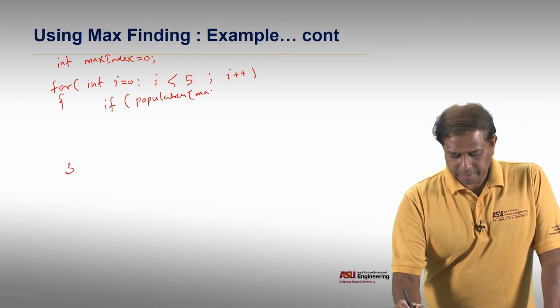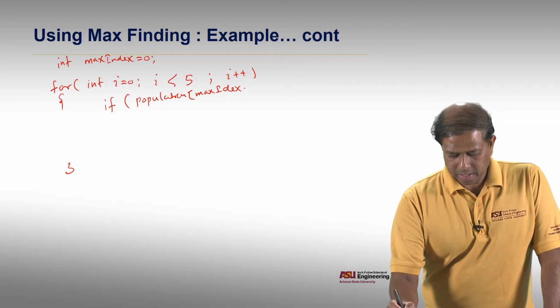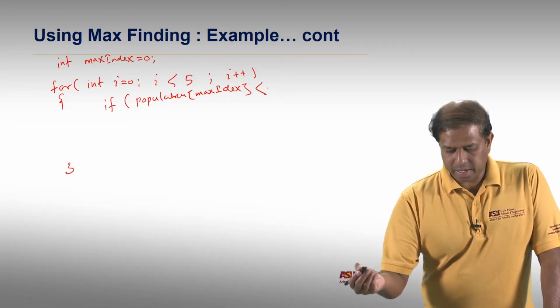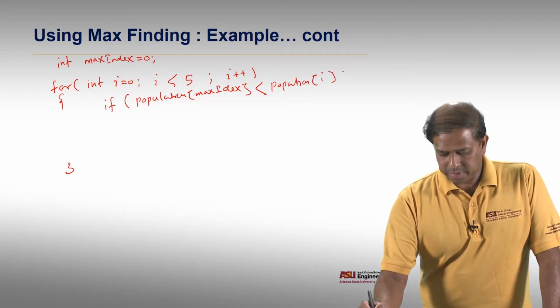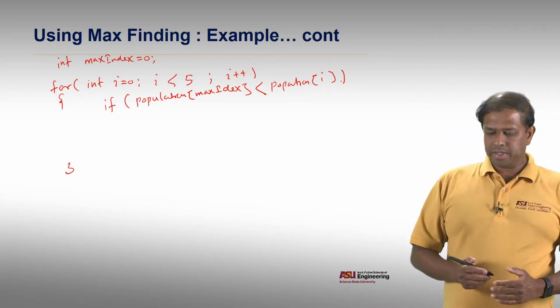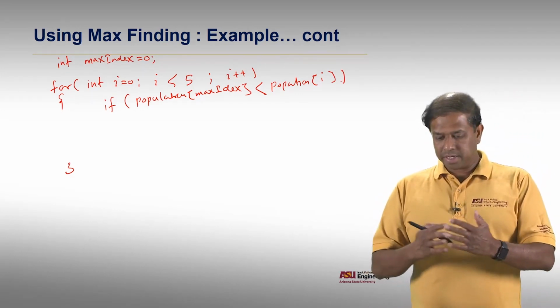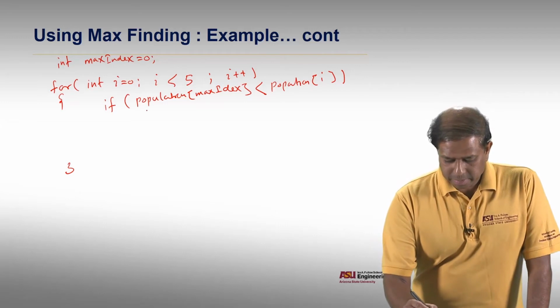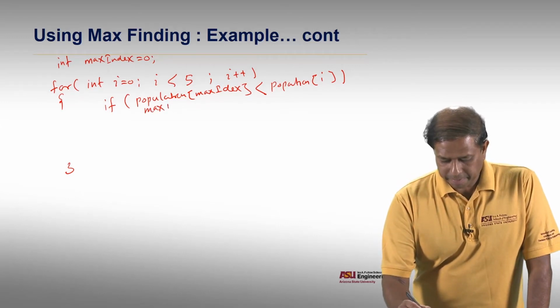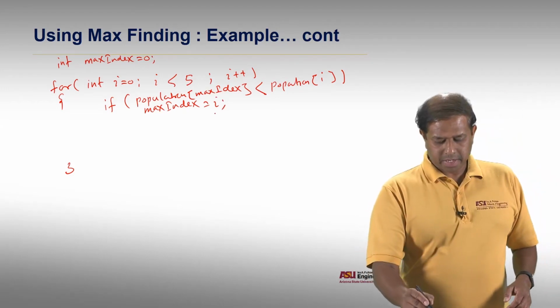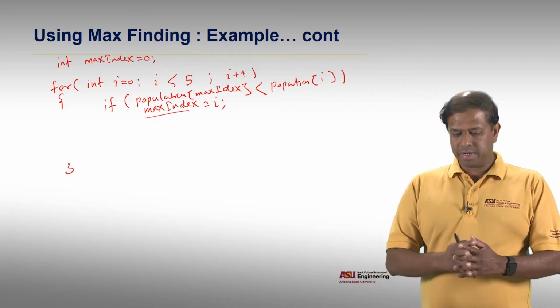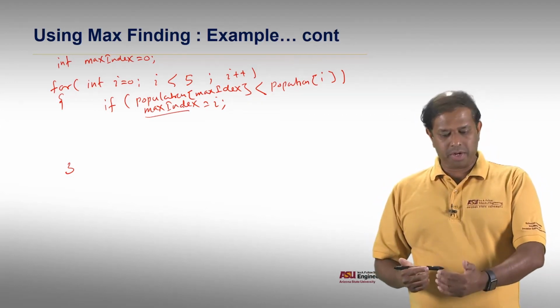max index is less than population array i. So if you find a location i that has a higher value than the max index location, then max index has to be the ith location, right? Now once you run through this for loop, max index is pretty much going to give us the location at which we find the largest population value.